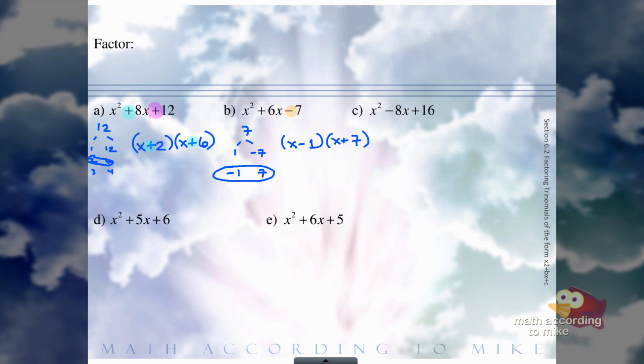So again, we have different signs, one positive, one negative. And the bigger number gets the first sign. 7 is the bigger number. It gets the first sign.